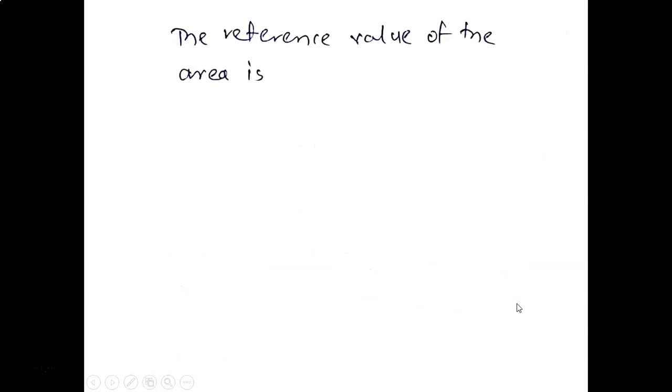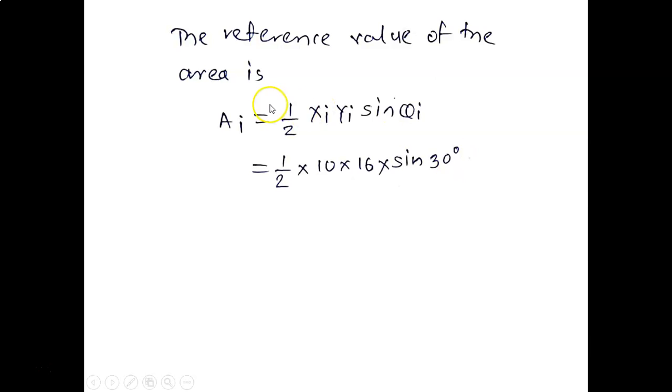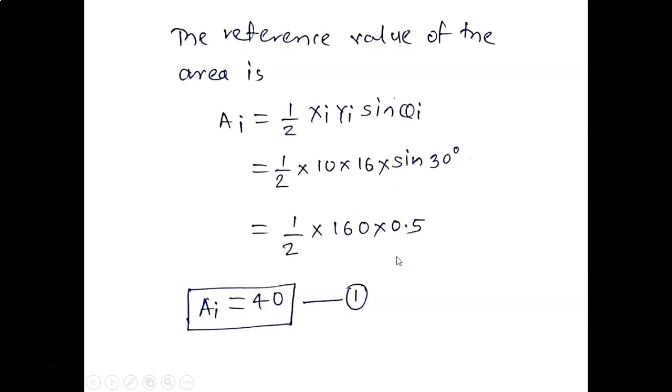Therefore, the reference value of the area is AI is equal to 1/2 xi yi sin theta I. Therefore, substituting the values, AI is equal to 1/2 into 10 into 16 into sin 30. Therefore, AI is equal to 1/2 into 160 into 0.5. Sin 30 is equal to 0.5. Therefore, AI is equal to 40. Equation 1.